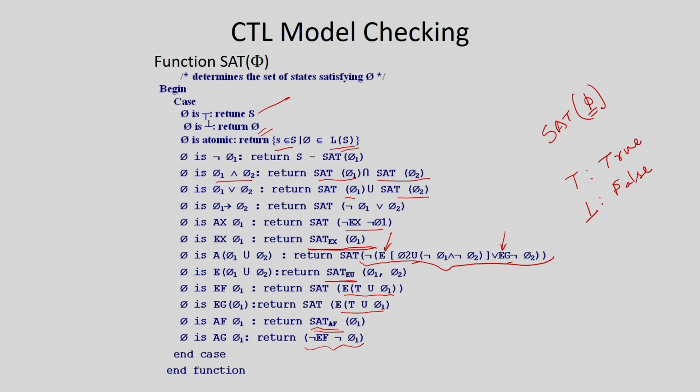So, basically we are talking about EX, EU and AF. These are the three operators which form an adequate set of operators. So, we are going to discuss the methods to check the truth values of these three operators in a given model. We are going to label the states where this particular formula is true, and finally we can return those states, saying that these formulas are true on those states. So, we are going to discuss these three methods.